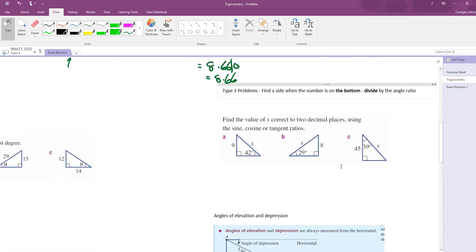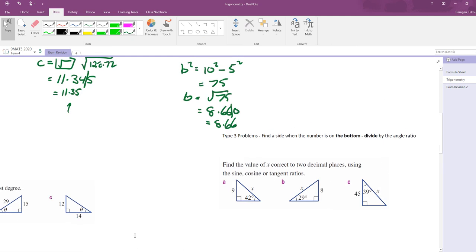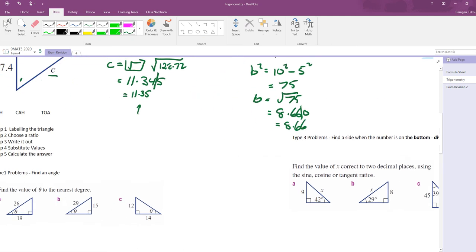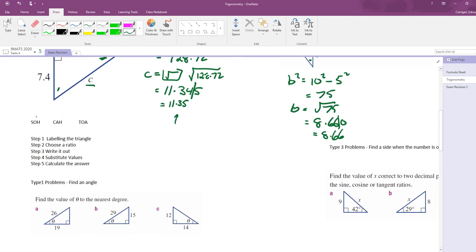All right, so that's Pythagoras. Let's have a look at SOH CAH TOA, which is sine equals opposite on hypotenuse, cos equals adjacent on hypotenuse, TOA, tan equals opposite on adjacent.